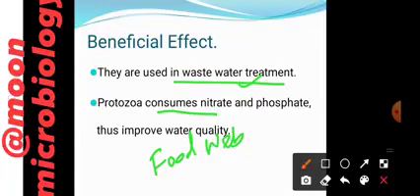You can also say that they are used as a research tool. They are also used in oil exploration. So these are the beneficial effects of protozoa. They are used in scientific study. Many protozoa are used in biological and medical research, so they are also used as a research tool. These are the beneficial effects of protozoa.